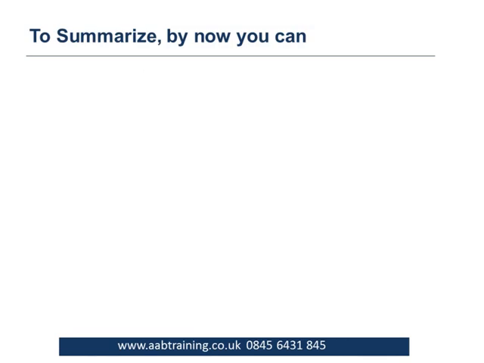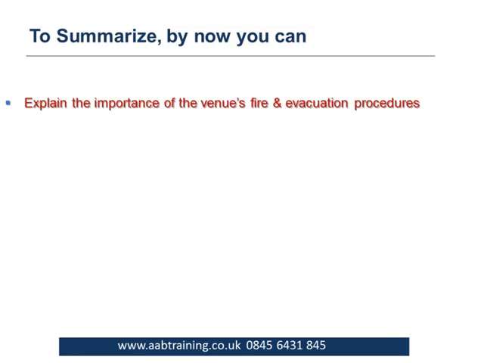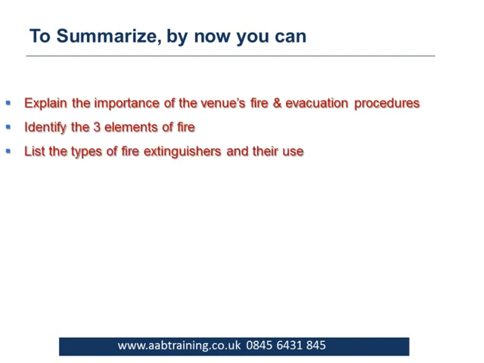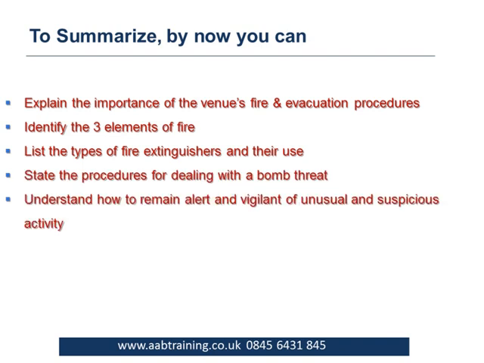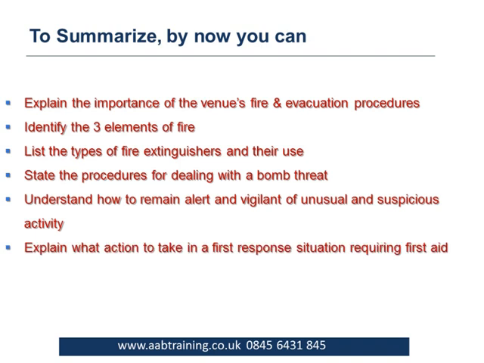To summarize, by now, you can explain the importance of the venue's fire and evacuation procedures. You can identify the 3 elements of fire. You can list the types of fire extinguishers and their use. You can state the procedures for dealing with a bomb threat. You can understand how to remain alert and vigilant of unusual and suspicious activity. You can explain what action to take in a first response situation requiring first aid. You can specify who to contact in first aid situations.